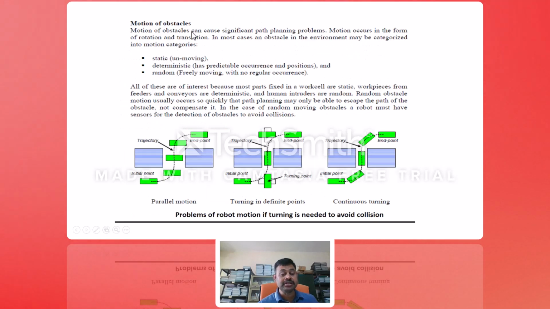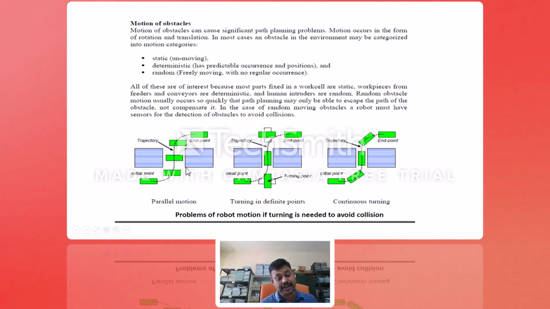Then, motion of the obstacle. If the obstacle is moving, then what to do? There are three conditions. One is static; static means non-moving. Another is deterministic, and the other is random. In the deterministic case, the obstacle moves periodically. For example, 1 minute rest, 1 minute movement, like that. Random means we do not know; randomly it will come and go.